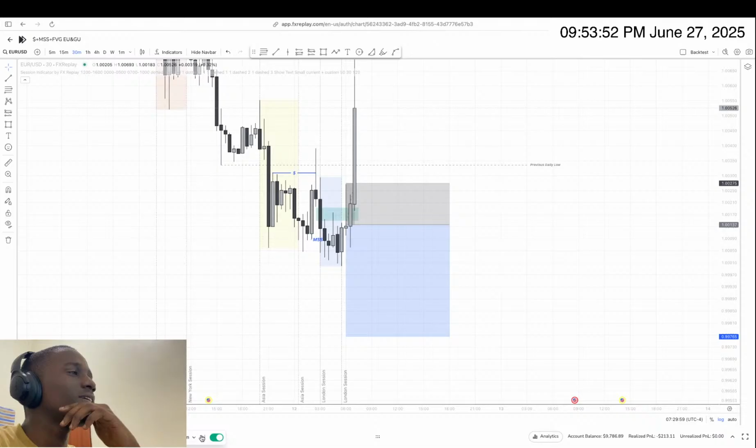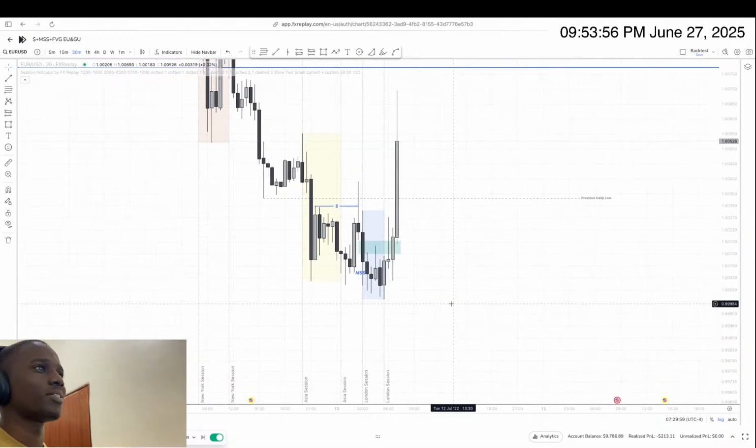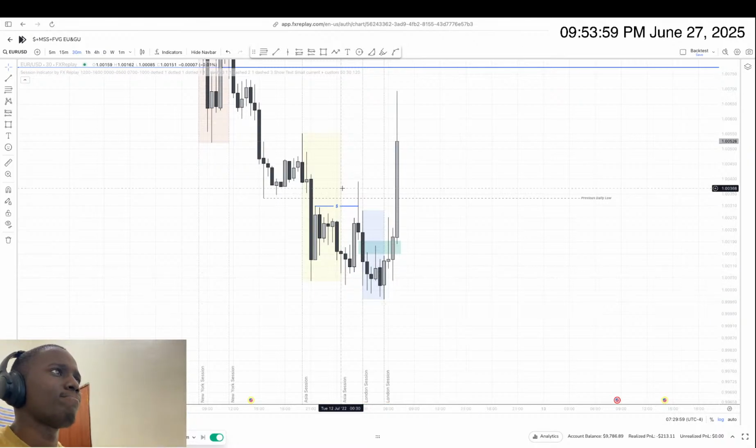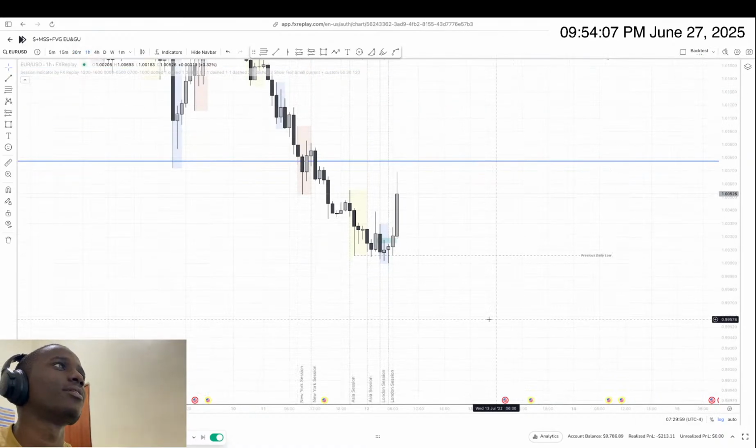Ah, come on, even the A plus setup doesn't look really nice, but okay, let's see what the day is going to bring after losing double on the day.